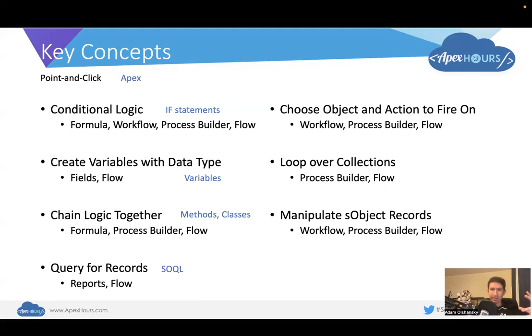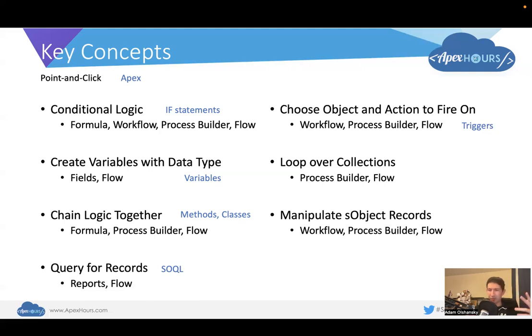We also talked about this concept of choosing an object and an action to fire on. Right? We saw it in workflow, process builder, flow, right? You're going to choose the object the automation should fire on and when exactly it should be fired. And we do that in Apex too, and we call them Apex triggers.